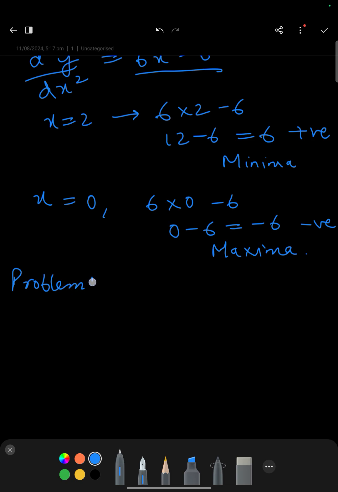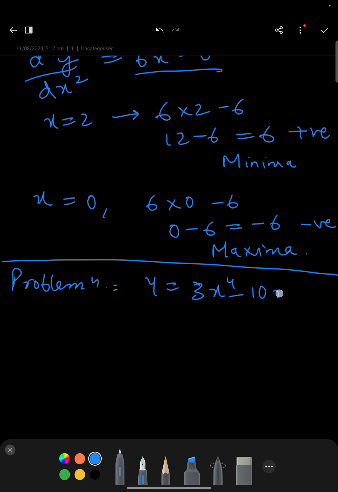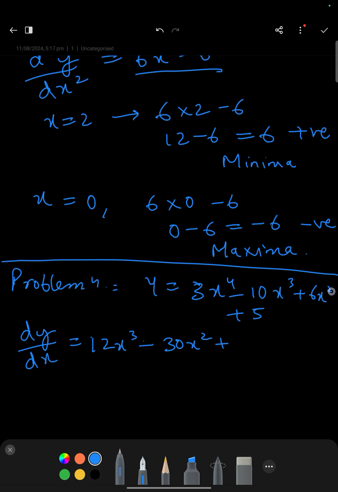Problem 4. Problem 4 is x to the power 4 minus 10x cube plus 6x square plus 5. So we will first differentiate it using first differentiation. 4 into 3 is 12, x to the power 3, minus 10 into 3 is 30, x to the power 2, 6 into 2 is 12, x.